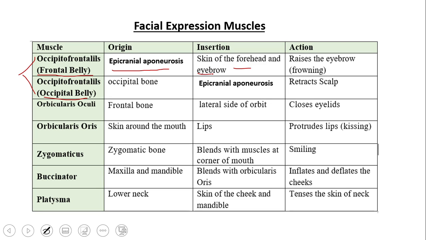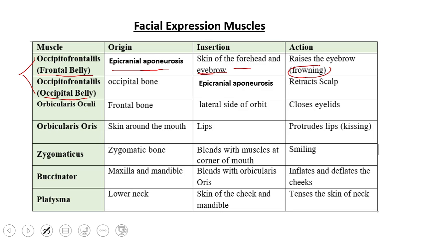Remember, when a muscle moves, its distal attachment is the movable part. So the frontal belly moves the forehead and the eyebrow. It is a muscle that raises the eyebrow, responsible for the frowning action.